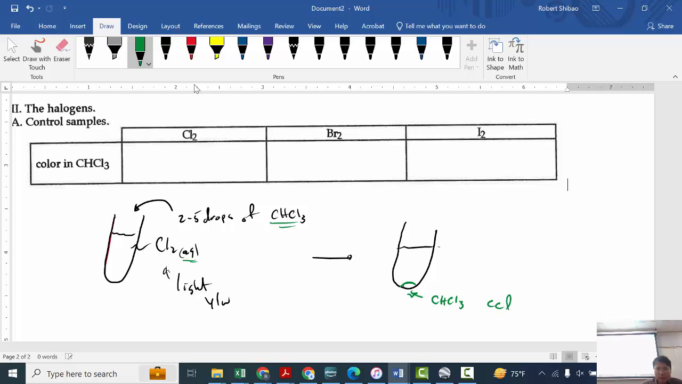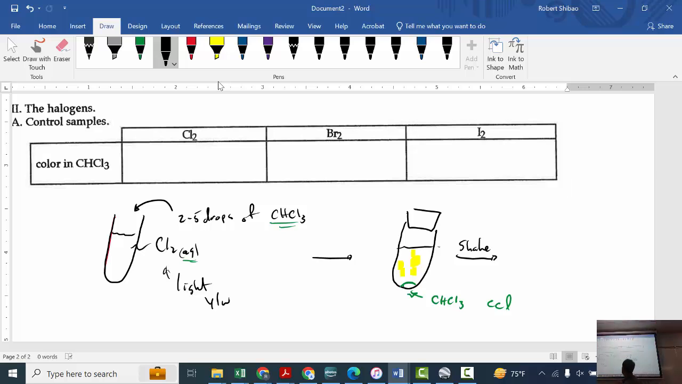CHCl3 is a clear colorless liquid. And so what we're going to do is stopper this and then shake it. But be careful when you shake this, because some pressure might be generated and it might pop the cork out of here, or leakage can occur through here, and then you might get some chlorine water or chloroform on your fingers. You don't want that to happen.